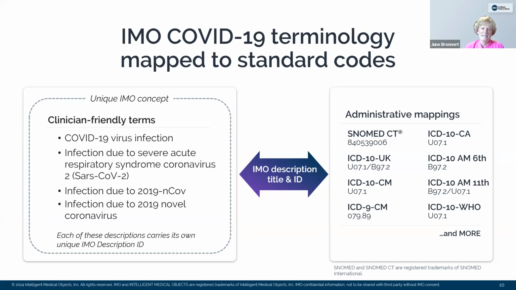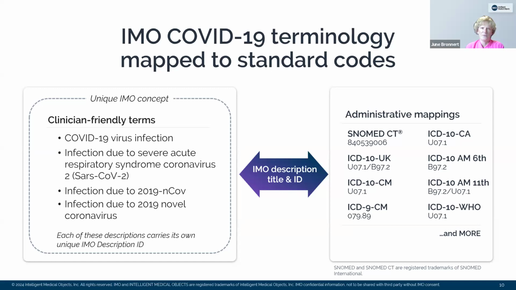And as the disease state evolved, we continued to create concepts such as COVID-related complications, like pneumonia due to COVID, while the industry standard coding systems were evolving. IMO monitored those changes and updated our mappings accordingly, as the industry coding guidance was rapidly evolving during this time. So our terms remained stable while the mappings would change, allowing for minimal disruption to our customers' workflows.